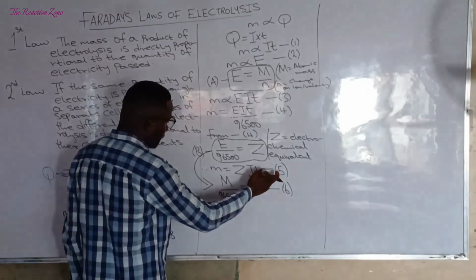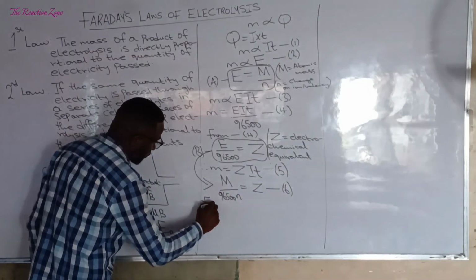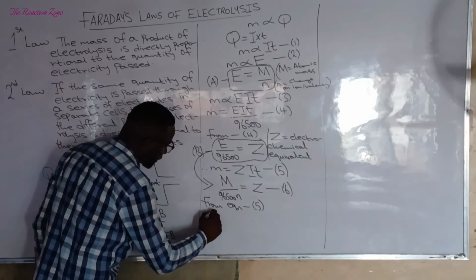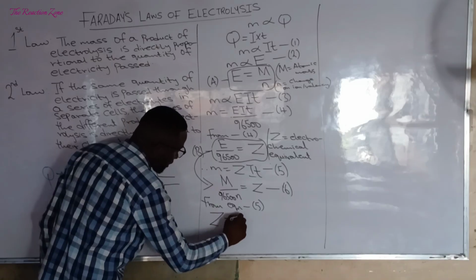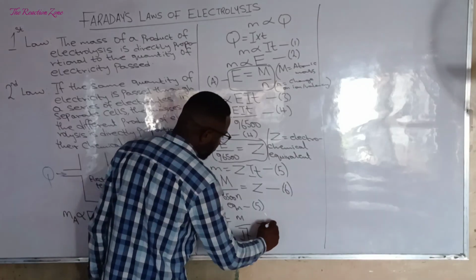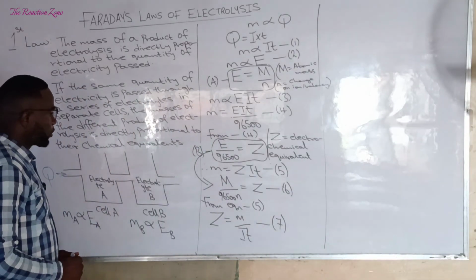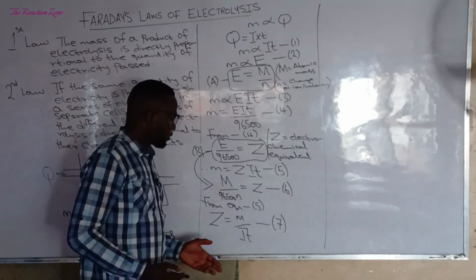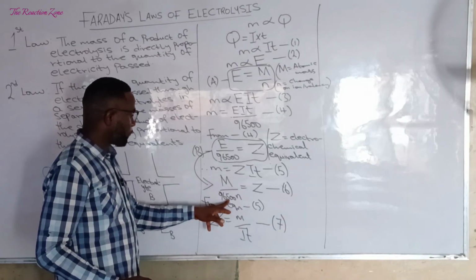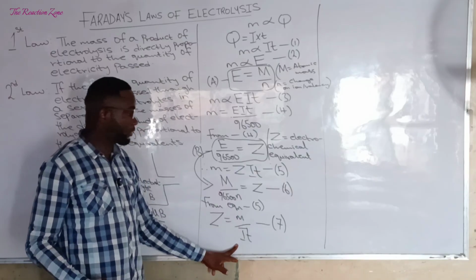Now, from equation 5, I can actually make Z the subject. So, this means that from equation 5, if I make Z the subject, Z is going to become m over IT. So, you can call this equation 7. So, we can see that according to equation 6, Z is equal to M over 96,500N, and according to equation 7, Z is equal to m over IT.